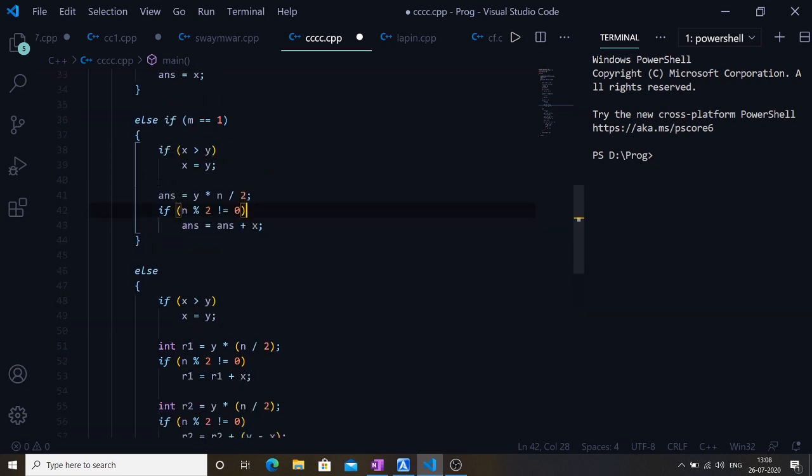The answer is the sum of the blocks, and this will be the last block. N by 2, so it won't take n. Suppose n is 7, it will take 3 only. Why does n by 2 become 3? Because it is int.